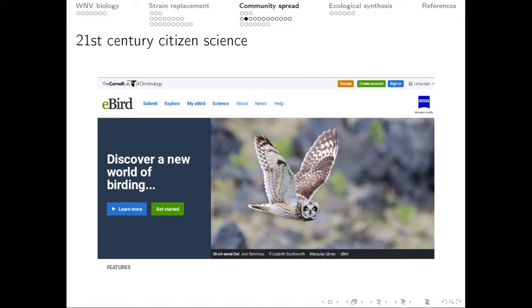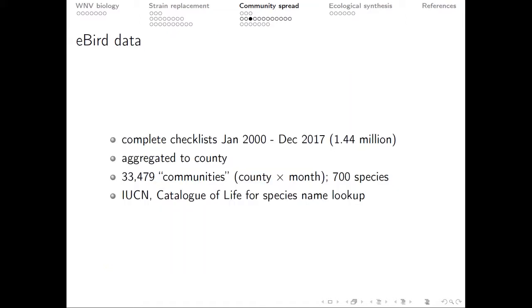You get an app on your phone and you walk to work in the morning. When you get to work, you say, on my walk to work, I saw 5 of these and 3 of these and 7 of these and 2 of these. So from each user, from each session, you get a complete checklist of what they did see, and by implication, also what they didn't see, at a given place and time.